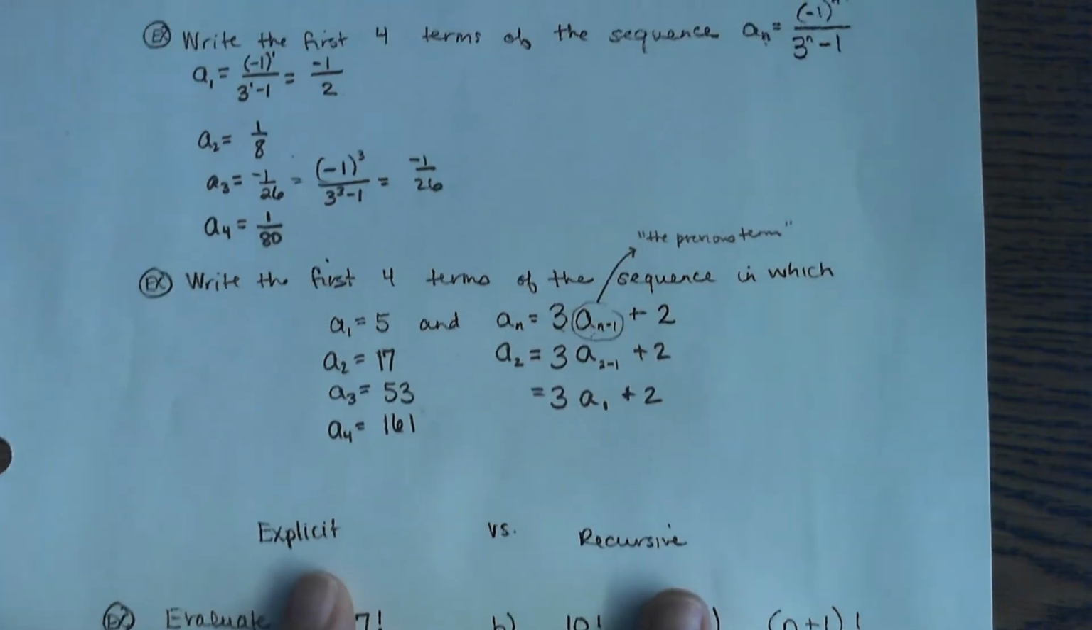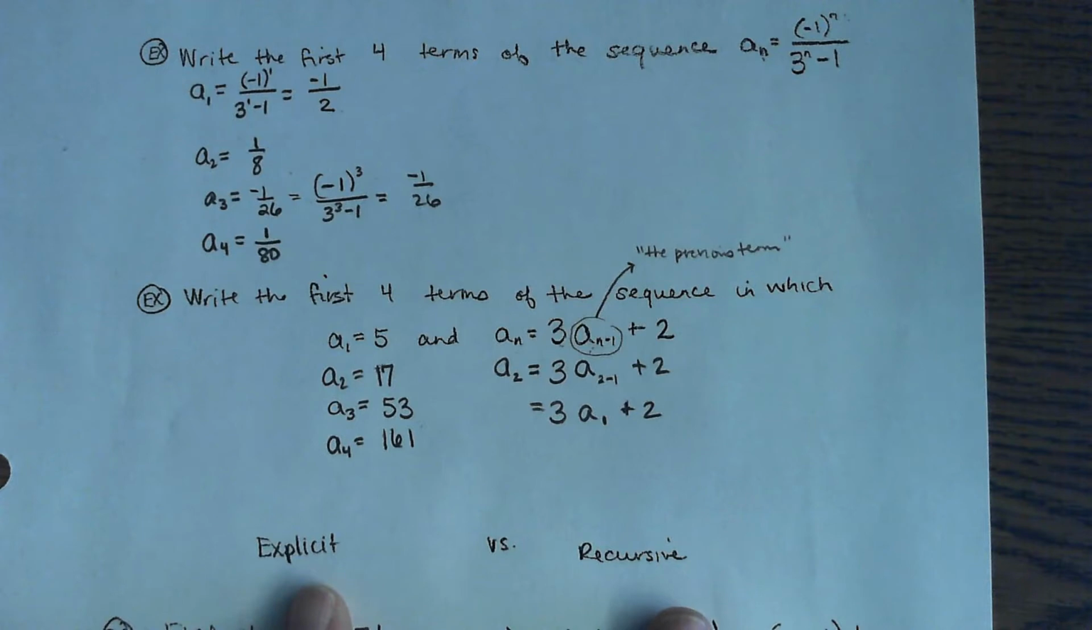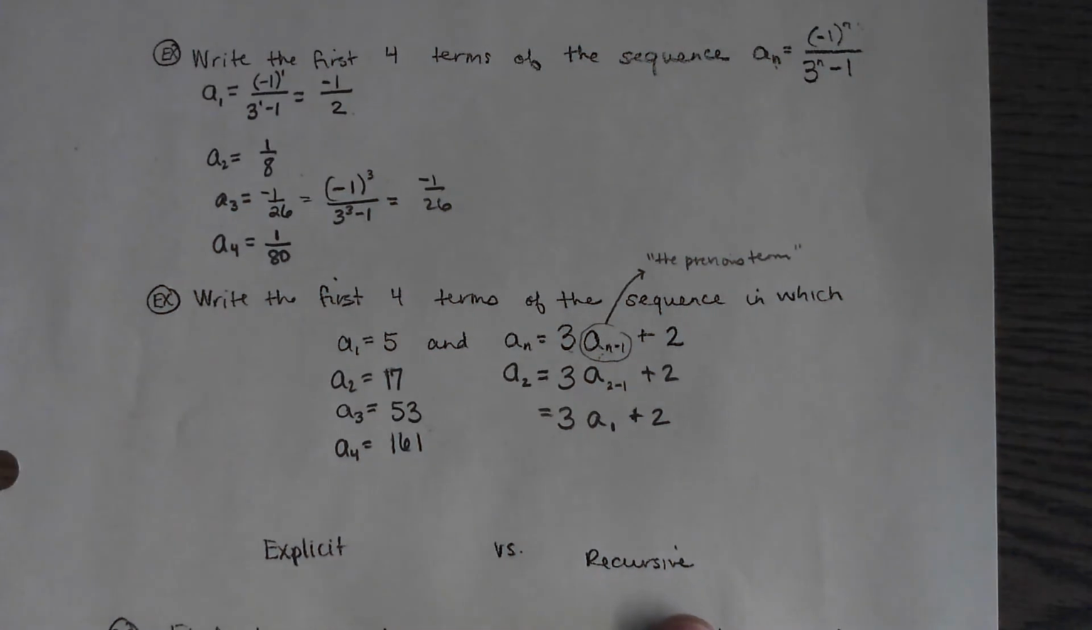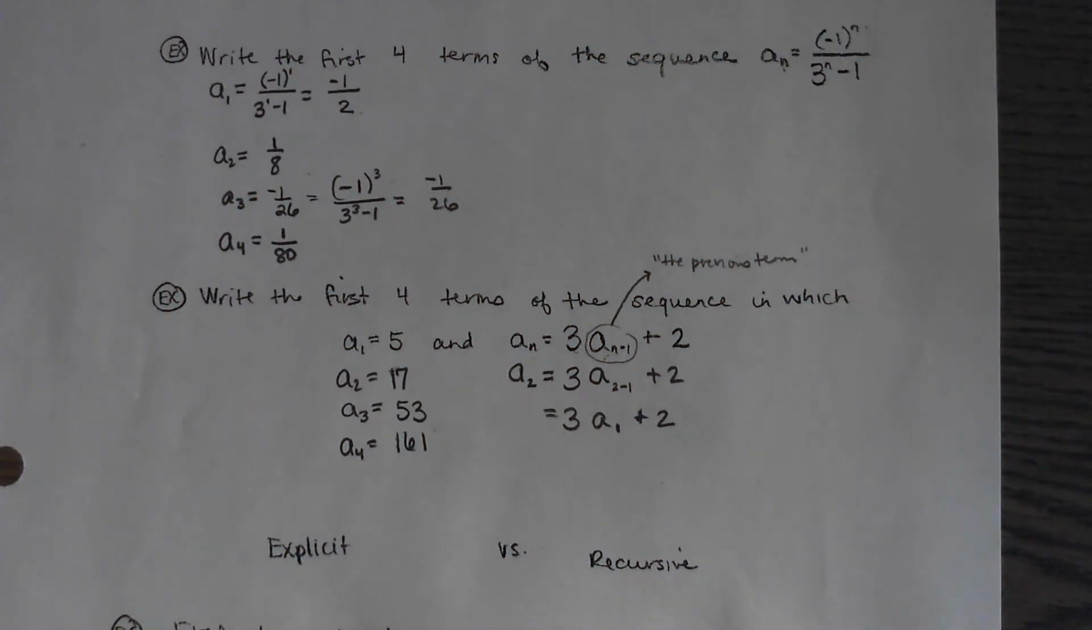Which one is the explicit? The first example or the second example? Sarah, what do you think? The first, and why? What makes it explicit? How would you describe an explicit formula versus a recursive? Correct. Very good. Explicit, you can jump right to the 157th term if you want. Versus in a recursive, you can't jump right to the 157th term because you would need the 156th.